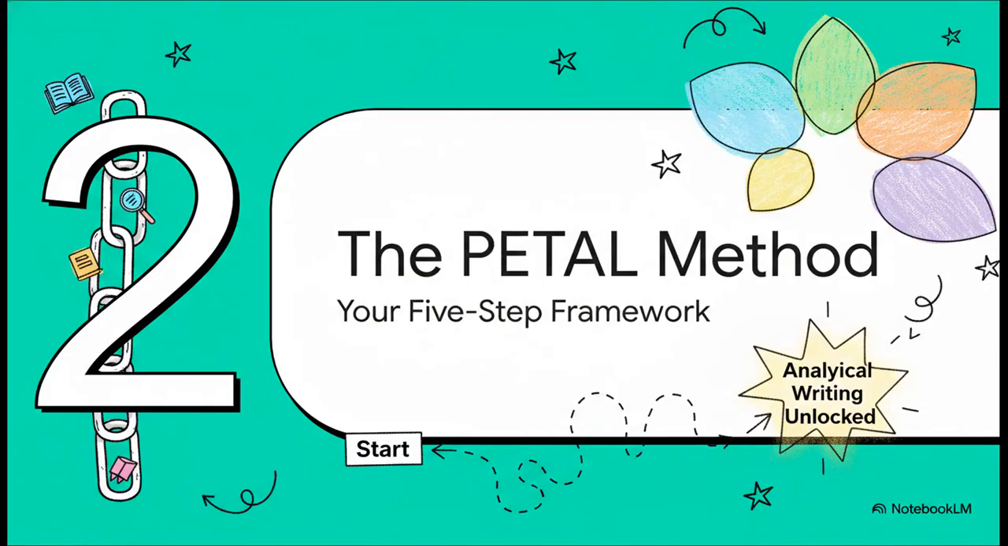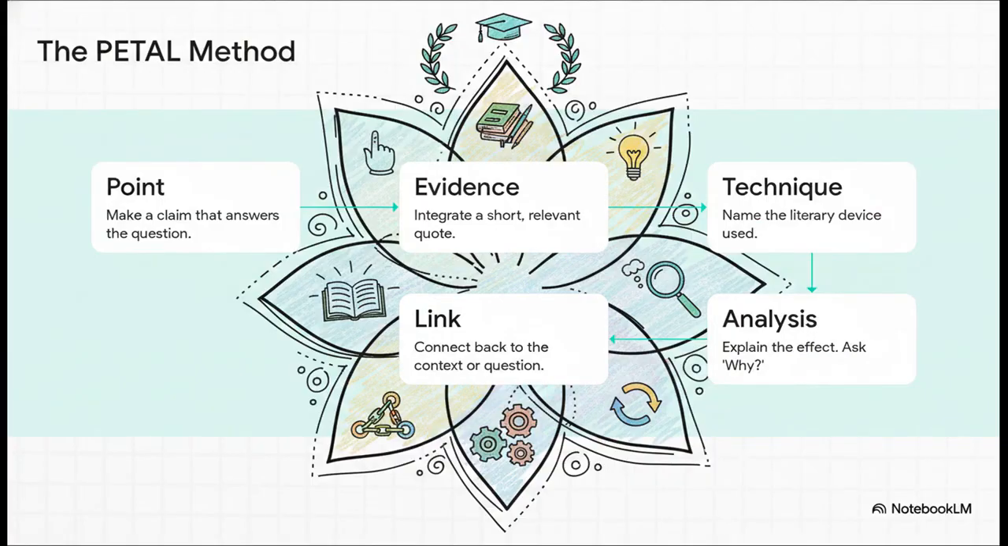Okay, so how in the world do you build that chain? Well, there's a simple but seriously powerful framework that's going to guide you. It's called the PEDAL method, and trust me, this is your key to unlocking truly analytical writing. PEDAL stands for point, evidence, technique, analysis, and link. You can think of these as the 5 essential building blocks for your paragraph. If you can master each of these 5 steps, you're going to be writing A-star paragraphs over and over again. So let's break them down one by one.